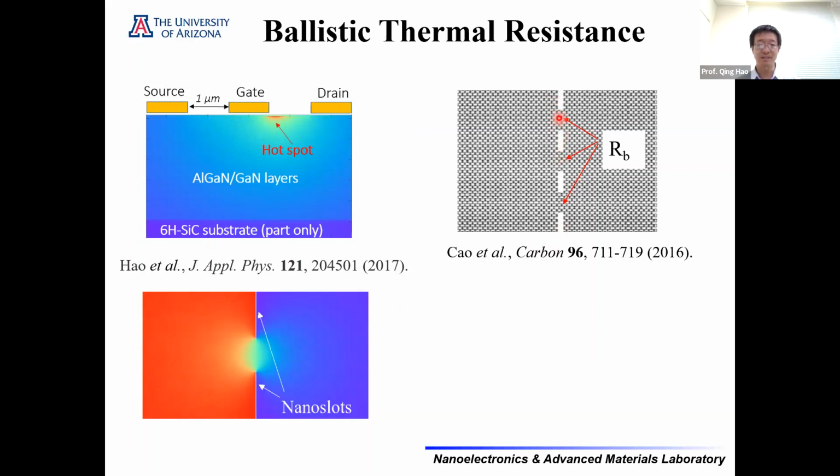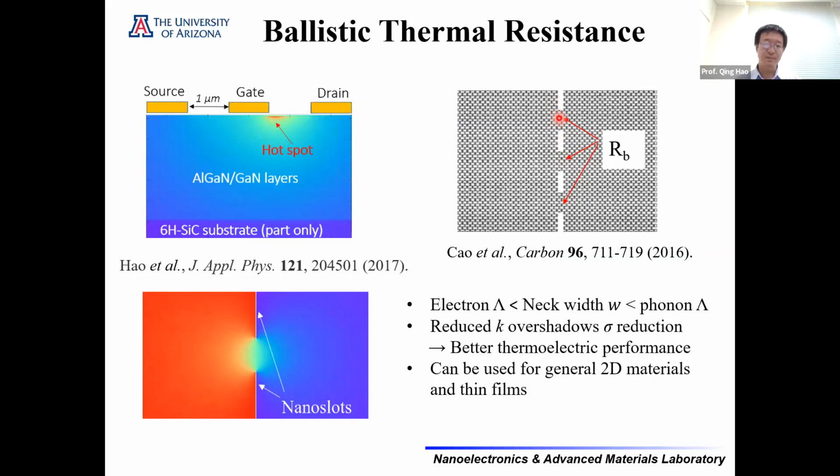For 2D materials such as graphene, we can pattern this periodic nanoslot and use a small neck width to restrict the thermal conductivity. And for thermoelectrics, if this neck width W, which is here, is smaller than the majority phonon mean free paths, but still longer than the electron mean free path, we can largely reduce the thermal conductivity but still keep bulk-like electrical properties. So this will benefit thermoelectric applications. I should point out that this nanoslot pattern can be applied to general 2D materials and thin films to tune the thermal conductivity.